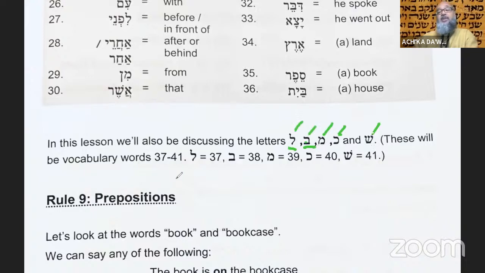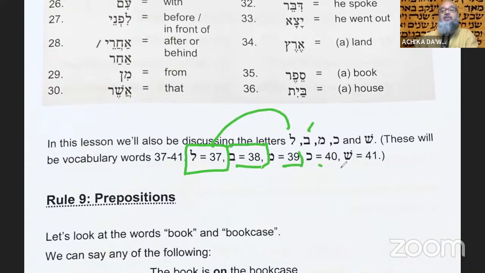And so they're going to be used in your vocabulary words in 37 and 41, which is in a whole other list of vocabulary words, okay? Or excuse me, they're using those as your vocabulary words. Forgive me. 37 is a vocabulary word right here. They're saying 38 is going to be your bet, 39 is your mem, 40 is your kof, and shin is 41. Excuse me. That's what they are. So they didn't list them up here, but they're letting you know that they're going to be included in your vocabulary words, because you have to know what each one of these letters means.